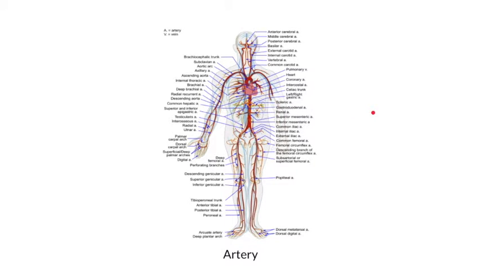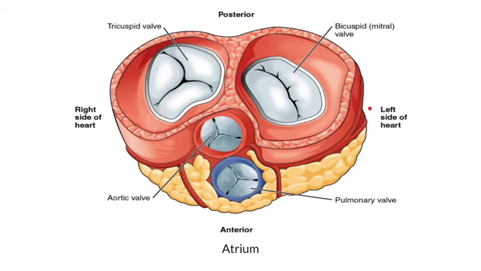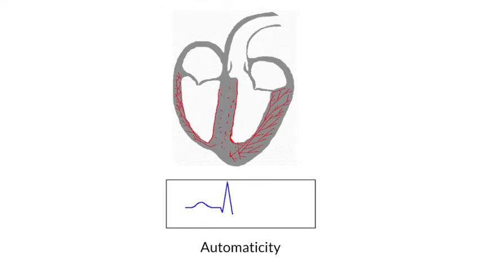And then we have artery. Artery is the vessel that helps carry blood away from the heart and helps in circulation throughout from head to toe. Atrium. Atria are the two upper chambers of our heart, a right atrium and a left atrium. The right atrium receives deoxygenated blood from the body. The left atrium here receives oxygen-rich blood from the lungs.